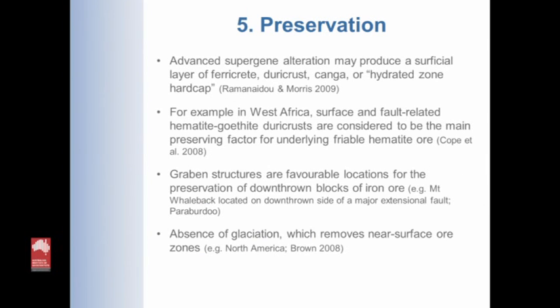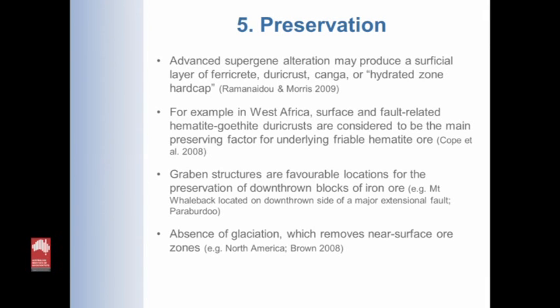And then the last critical feature is its preservation. So we can have the hypogene ore, we can have the right fluids, the right structures, they can be eroded to the right position, but if they're generally a very soft, friable material, which are very easy to then erode away. So the best situation is to have a hydrated zone, which is a hard cap on top. It can be relatively thin in terms of metres thickness, but in the case of West Africa, it's very important in that it has preserved the friable material underneath.